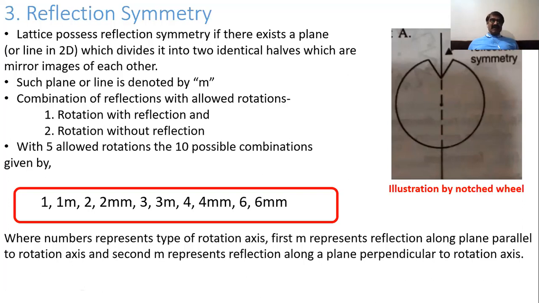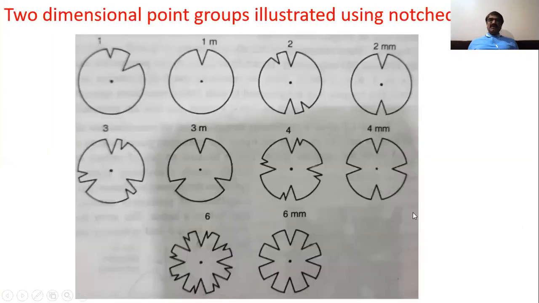So in all there are 10 combinations of rotations and reflection, where the number represents the rotation. This is a one-fold rotation, this is a two-fold rotation. One-fold means it repeats after 360 degrees, two-fold repeats after 180 degrees, six-fold repeats after 60 degrees, three-fold repeats after 120 degrees, and so on. The 10 possible combinations of notched wheels are shown here, and you will find the same figure in your book also.